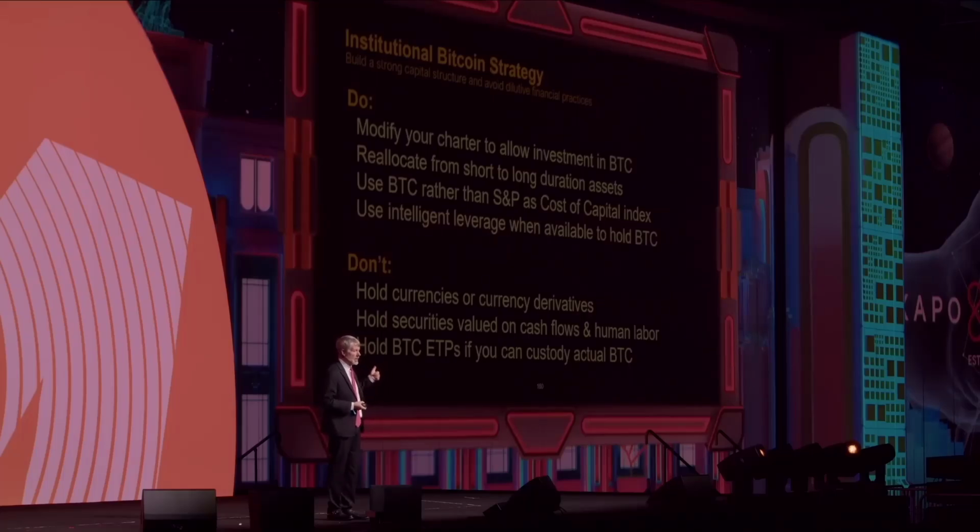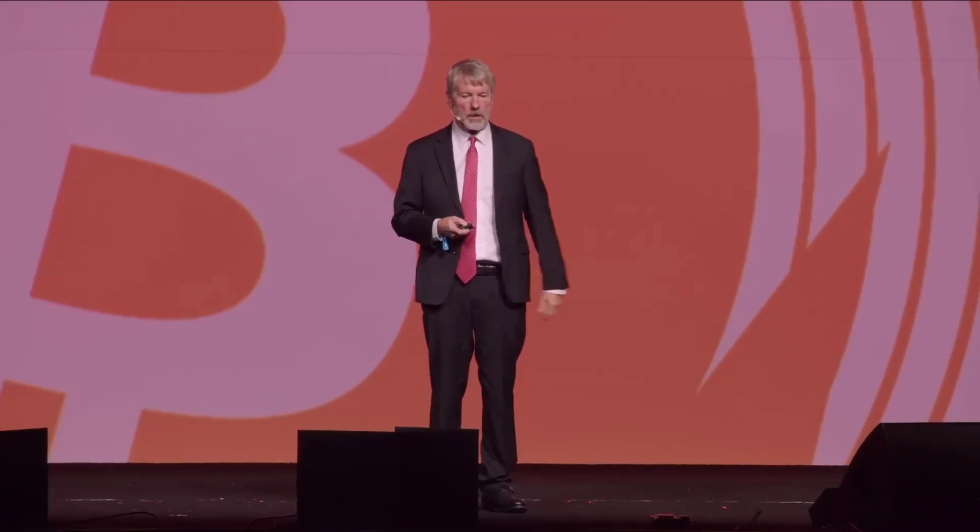BTC is the cost of capital, not the S&P. The S&P is 13%. BTC is 55%. Right? Think of 55%. That's your cost of capital. And then use intelligent leverage.